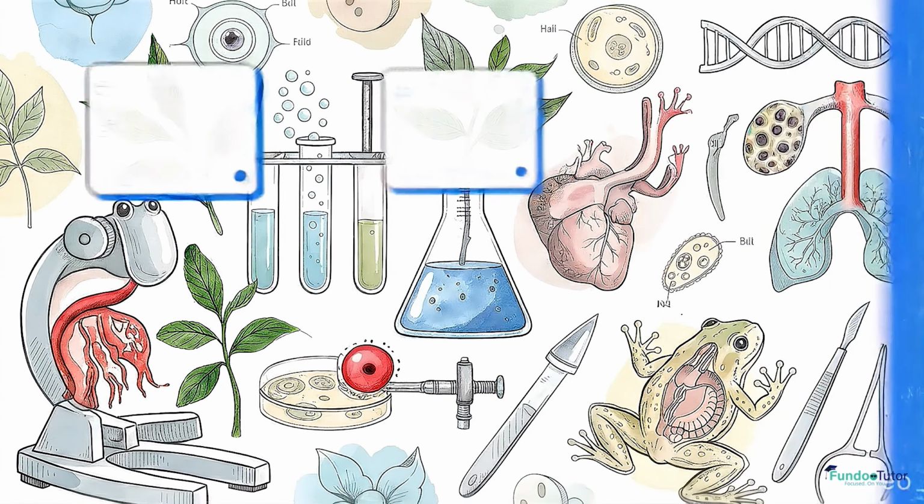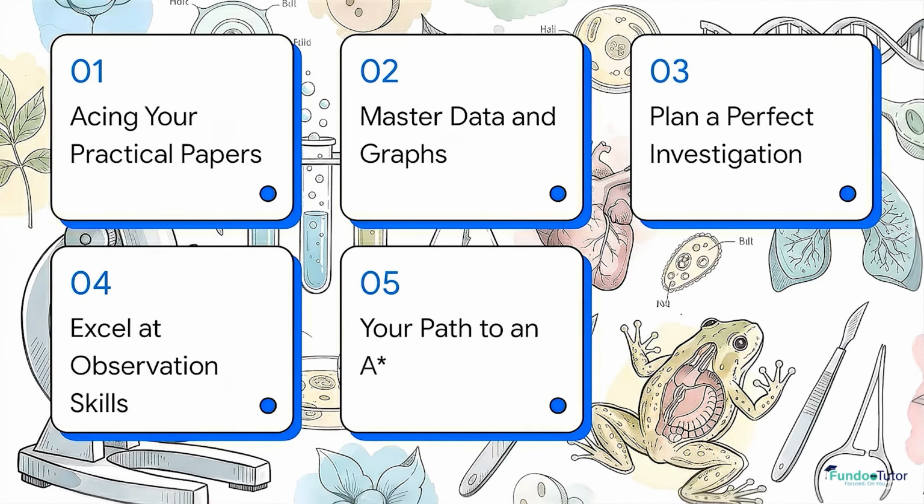All right, here's our game plan. We're going to kick things off by mastering data and graphs. Then we'll jump into how to plan a perfect investigation. And finally, we'll sharpen up those crucial observation skills. By the end of this, you'll have a super clear strategy to absolutely ace both papers.